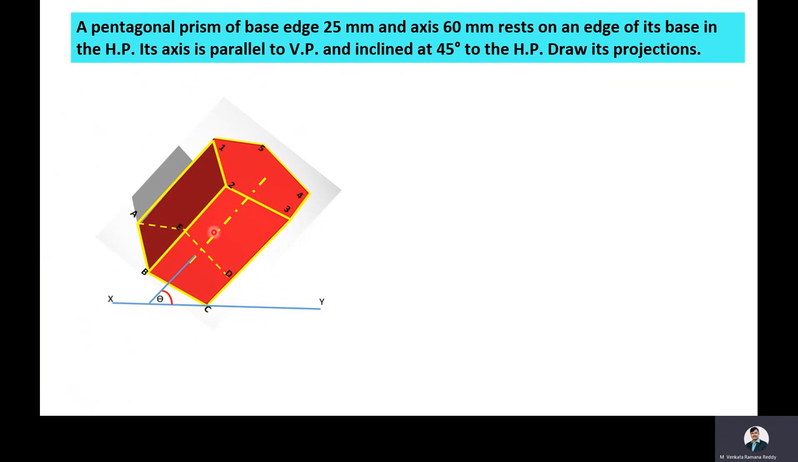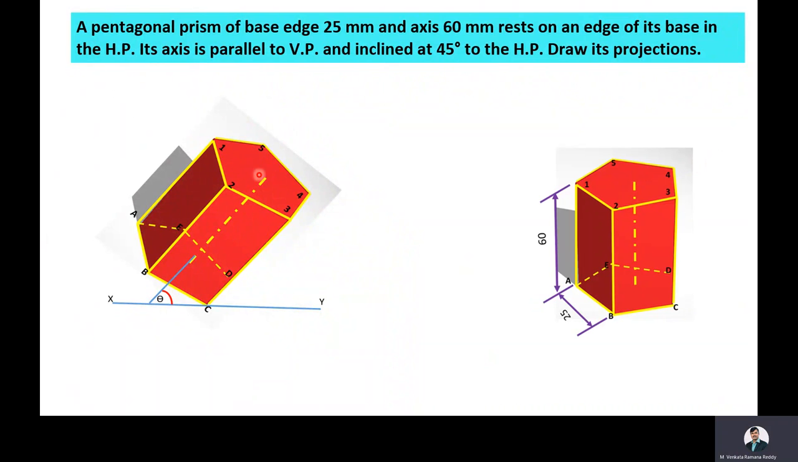In this case, if you see the front or top view of the prism, the true shape of the base is not visible. In order to get the true shape of the base of the pentagonal prism, what do we need to do? We need to keep the pentagonal prism such that its axis is perpendicular to the HP, so that we'll see the true shape of the base. That is, we keep the axis perpendicular to the HP and the base parallel to the HP, so that we are able to see the true shape of the base. The true shape of the base is visible in the top view.